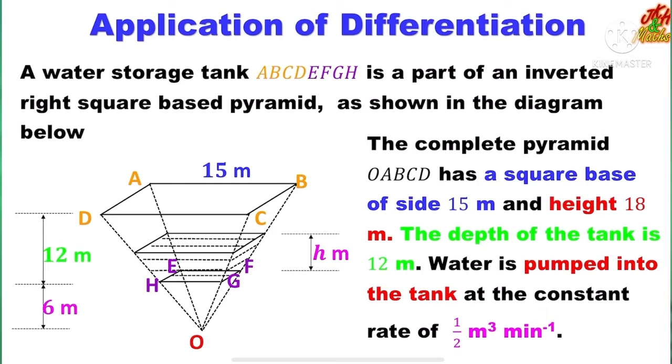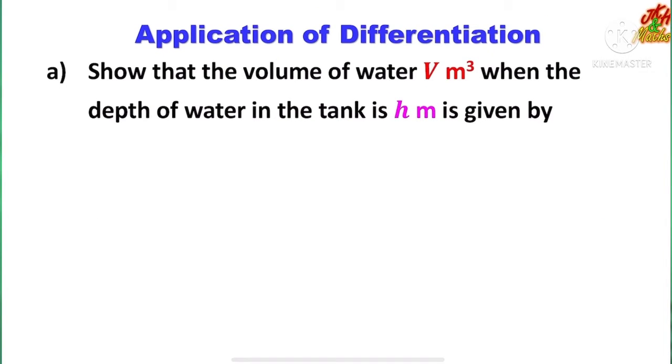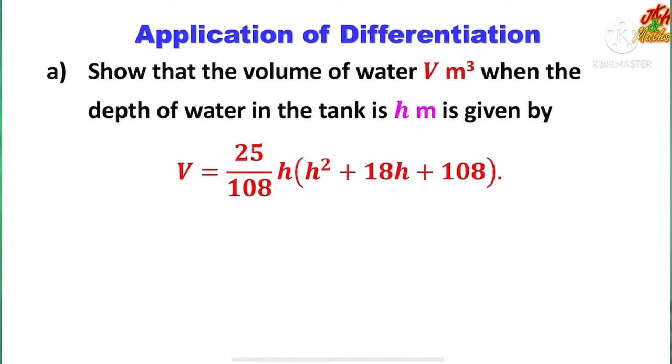Based on the information here, we have the square base of side 15 meter and the total height of the complete pyramid is 18 meter, but the depth of the water tank is 12 meter. A: Show that the volume of water V meter cube when the depth of water in the tank is h meter is given by V equals 25 over 108 h in the bracket h square plus 18h plus 108.